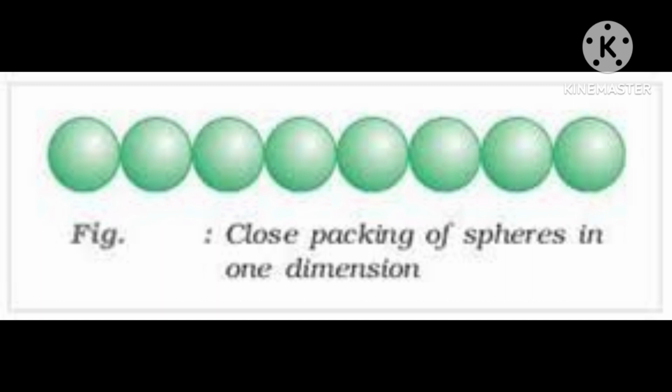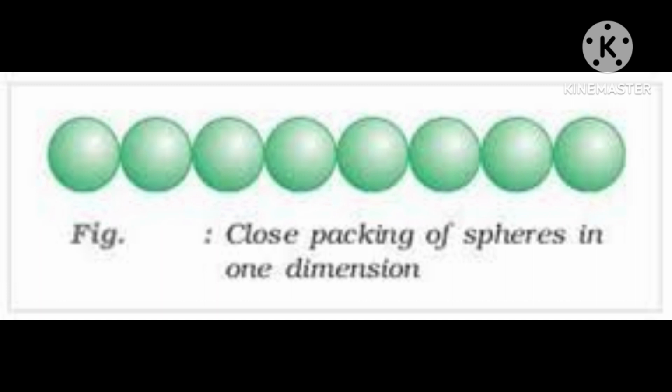First step, you have to build up the three-dimensional structure in three steps. Here you consider the atom as an identical hard sphere. A sphere means an atom. All atoms are identical. You have to consider it like that. Now the first step I am telling you, close packing in one dimension.